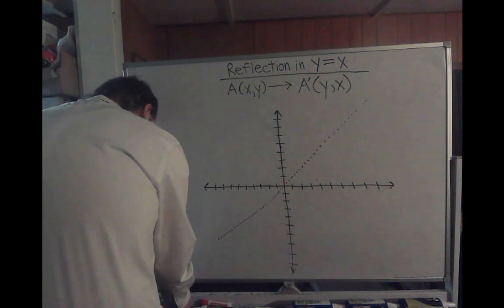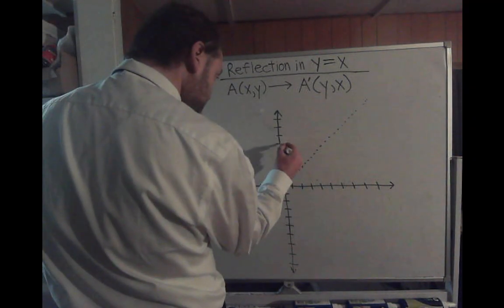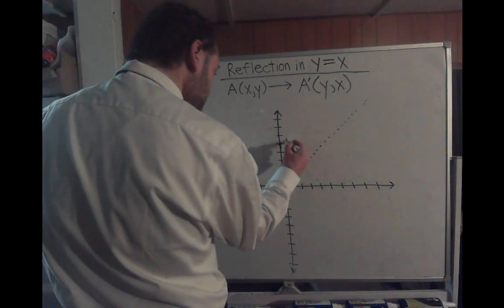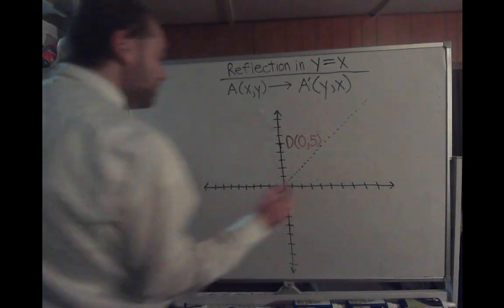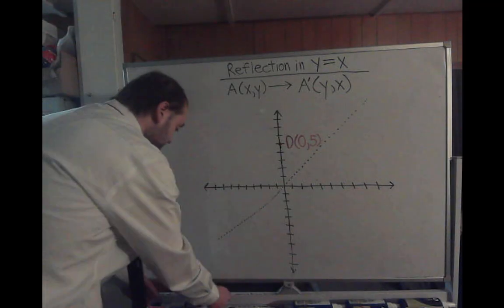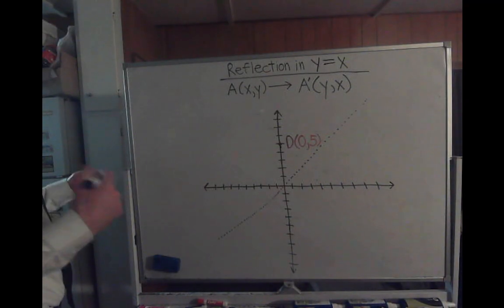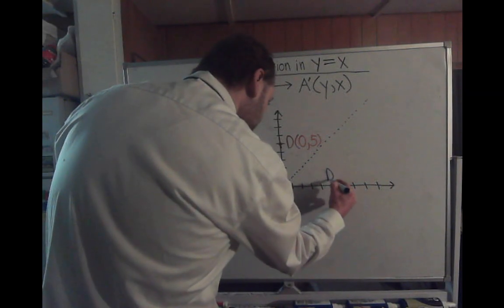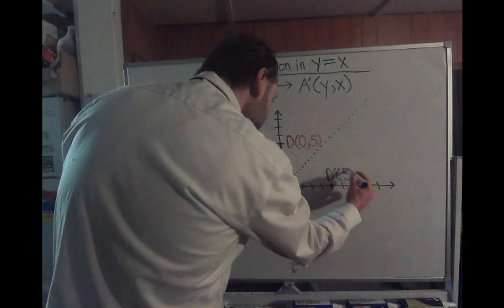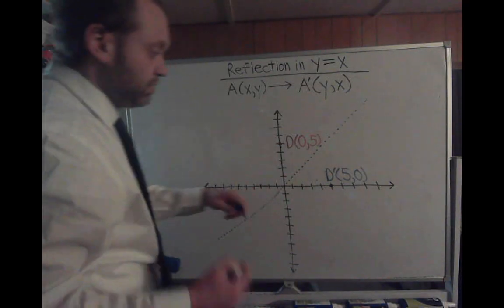Alright, let's do a point D. Point D is at the point (0, 5). We want to find D prime by reflecting this in the line y = x. So we'll just switch the x and y coordinates around. If you wanted to find D prime, that would put you at the point (5, 0). And again, you see the symmetry between x and y.